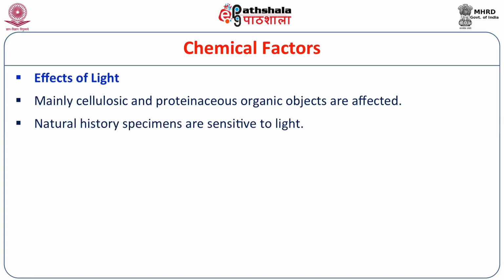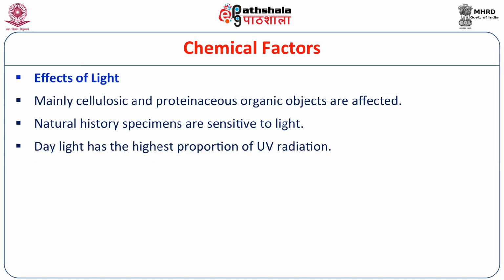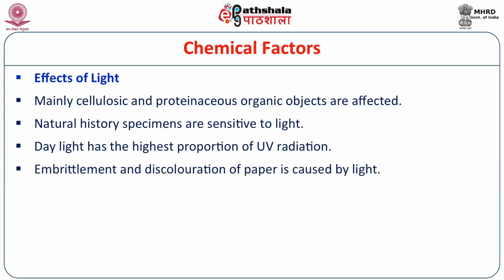Natural history specimens, mainly the specimens of animal origin and plant origin, are affected by light. Daylight has the highest proportion of ultraviolet radiation. Embrittlement and discoloration of paper is caused by light because the actual constituent of paper is cellulose.